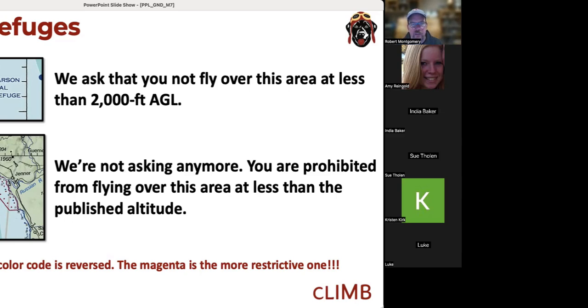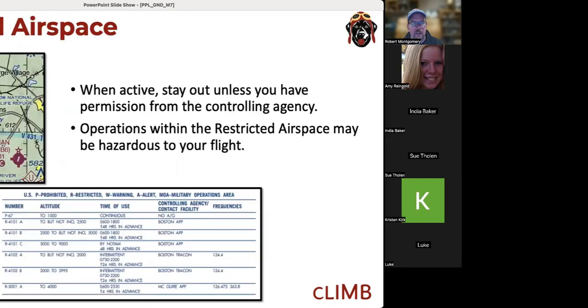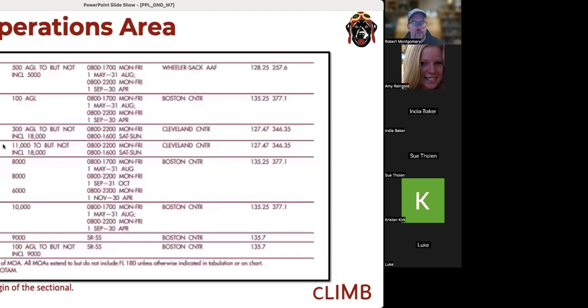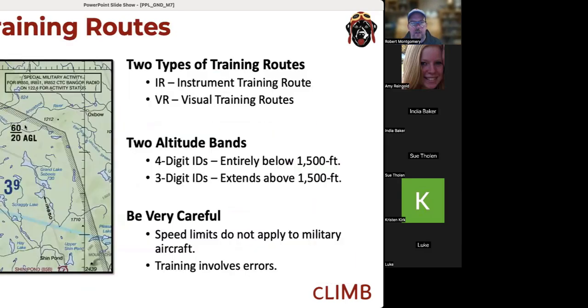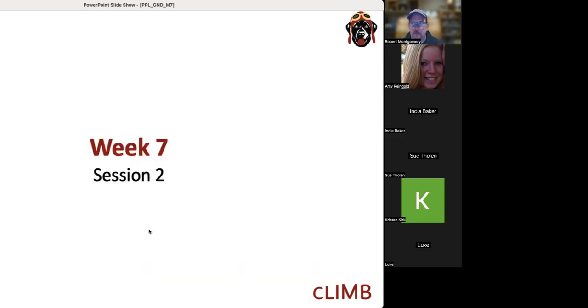What bothers me about this is the color code's backwards. Everywhere else, if we go back and look at prohibited airspace and warning areas and restricted airspace, it's all blue. When I get into military operations areas, we're looking at red, right? Magenta is less restrictive than blue. Well, in this case, magenta is more restrictive than blue. It's just that the blue was there first and they had to figure out a symbol for the other one. So just do me a favor, be careful of it. Please try to honor them as best you can. Definitely some good stuff. So that's it.